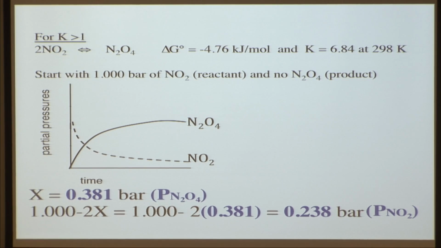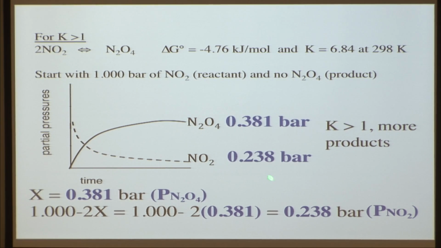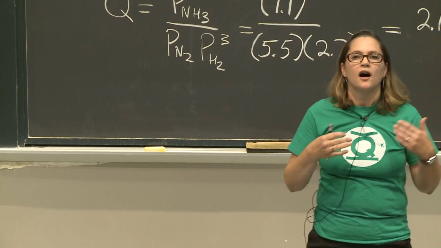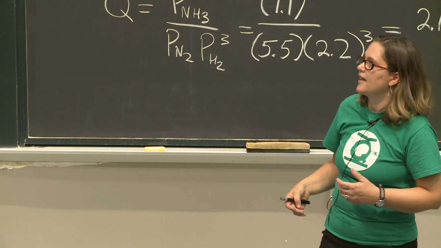So we've done the math, and we see that our reactant at equilibrium is 0.238 bar, and our product at equilibrium is 0.381 bar. So K is greater than 1, more products, and you see that that works out. So if you were asked just to explain what you expected, you could say K is greater than 1, I expect more products. But if you do the math, and you'll often do the math, you can calculate what the partial pressures are at equilibrium of the reactants and of the products.